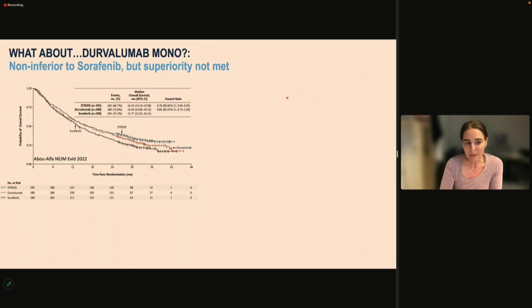So when are we actually deciding on durvalumab monotherapy is another of these questions that we discuss quite frequently. I'm showing you here on the left side the cumulative overall survival data from all three arms. In dark blue, this is STRIDE, the durva-trema combination. In orange, you have the durvalumab monotherapy only. And again, sorafenib in black is the control arm. Just keep in the back of your head that the monotherapy was not compared to the dual therapy here.